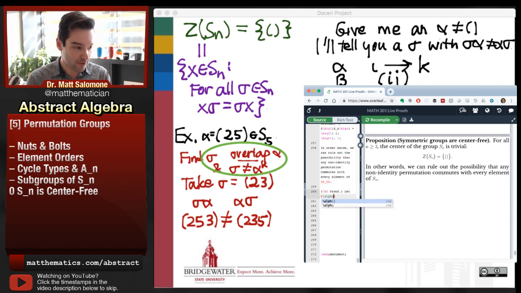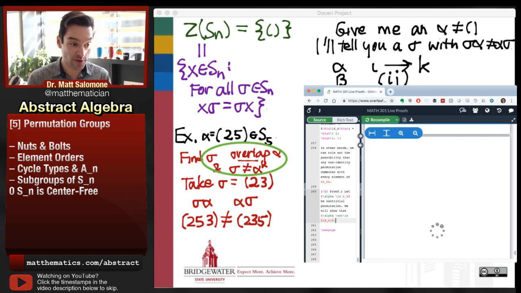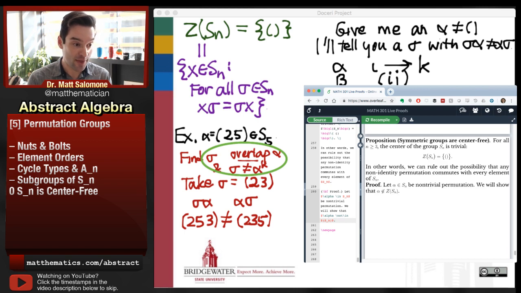So let alpha in Sn be a non-trivial permutation. We will show that alpha does not belong to the center of Sn. Right? So that's how we're doing this. If I have any non-trivial permutation, it can't belong to the center, and therefore the only thing in the center is the identity. All right, so how do we do it?